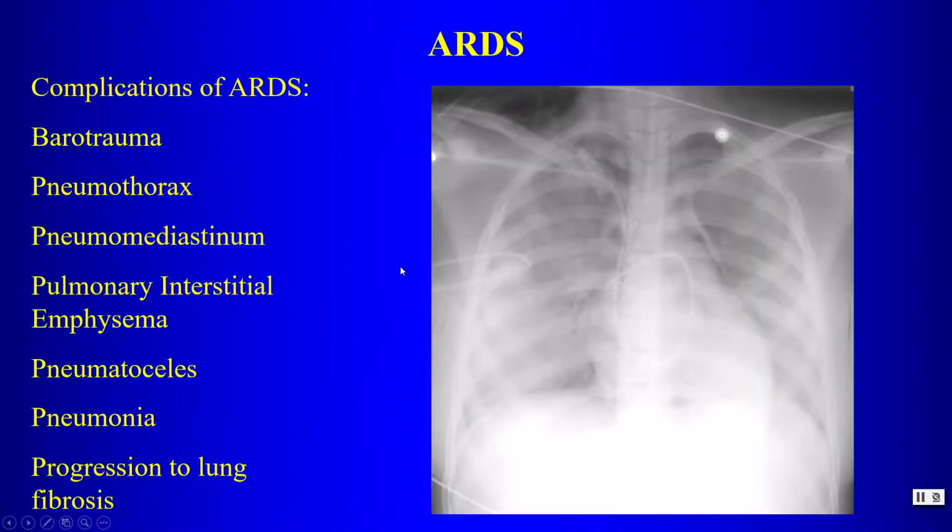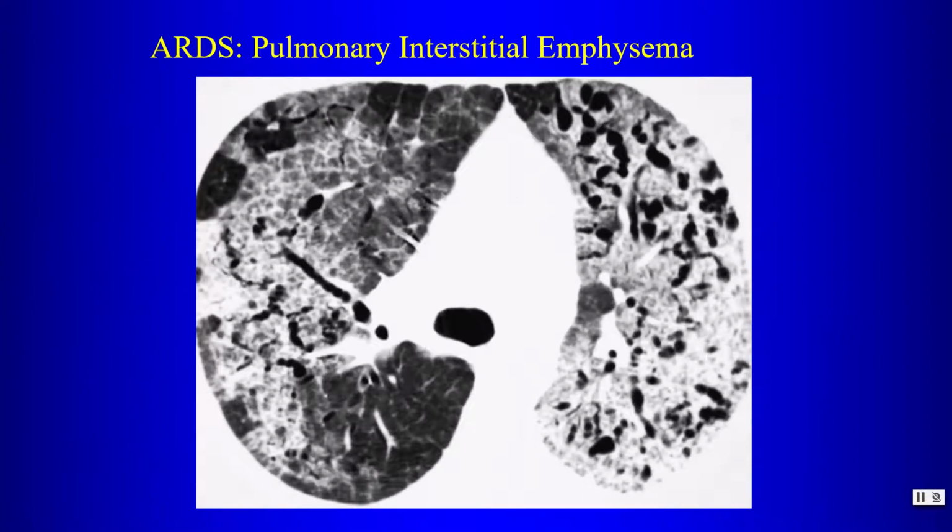Complications of ARDS: barotrauma is very common, as these patients have to be treated with high ventilatory pressures in order to oxygenate them. So we can get pneumomediastinum, as you see here, and that can extend into the subcutaneous region, so we get subcutaneous emphysema. We can have pulmonary interstitial emphysema, pneumatoceles, of course. We can get superinfection and pneumonia, and then progression to lung fibrosis.